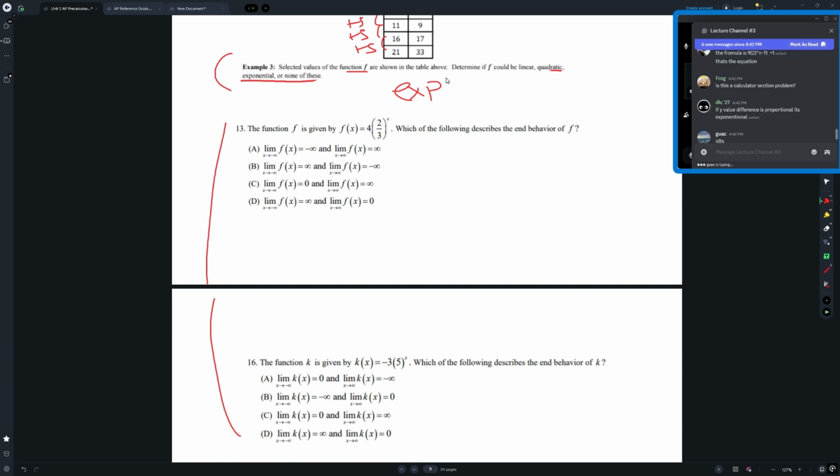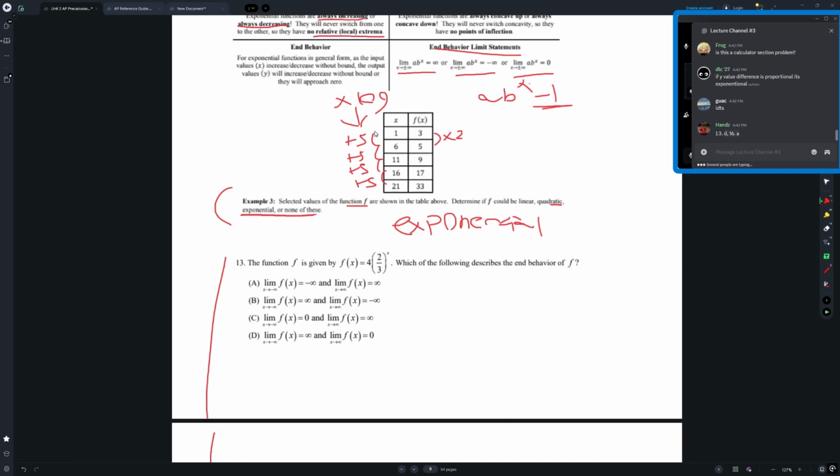I found the answer. It is exponential. For this one, it is exponential. So the explanation I found on Google says it's 2 of 1 plus 1, 2 of 2 plus 1, 2 of 3 plus 1. And that's how they did it.